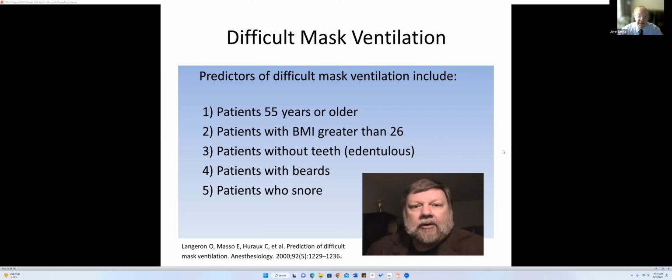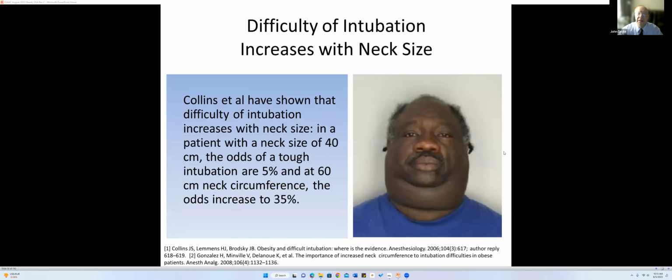One of the things that we commonly encounter in these patients is difficult mask ventilation. And this famous study by Langeron, published 23 years ago now, found difficulty with mask ventilation occurs in patients with age over 55, a BMI greater than 26, so that means they're overweight or worse. Patients without teeth, something that we're all familiar with. Patients with beard, difficult to get a good mask fit, and patients that snore, and of course that's a symbol of obstructive sleep apnea. So these are predictors of difficult mask ventilation.